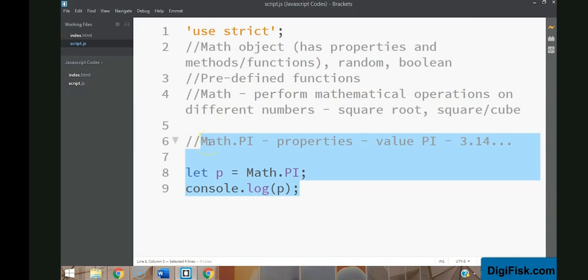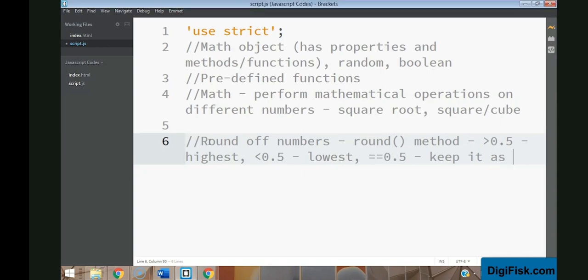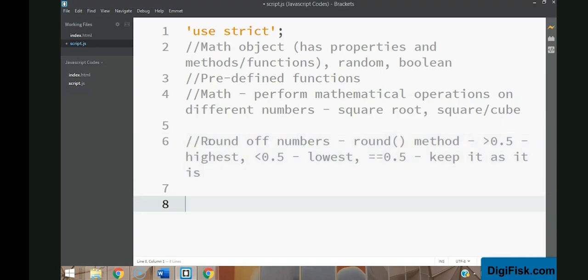You can round off numbers by using the round method. There's the round method in your Math object, which can be used to round off your numbers. If the decimal part is greater than 0.5, it'll be rounded off to the highest. If the decimal part is lesser than 0.5, it'll be rounded off to the lowest, and if it is equal to 0.5, then it'll just keep it as it is. That's how it works.